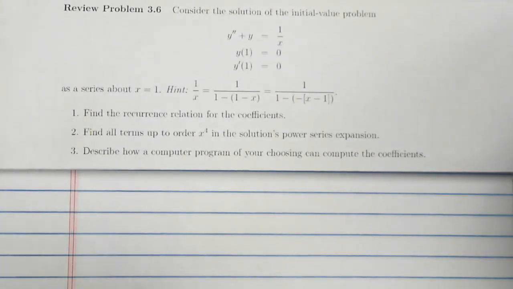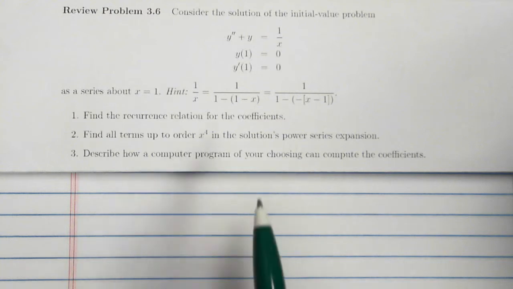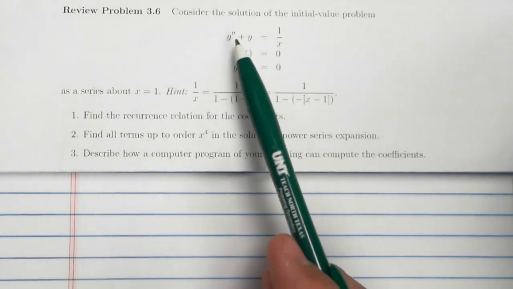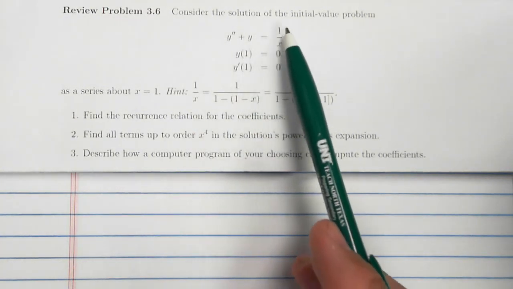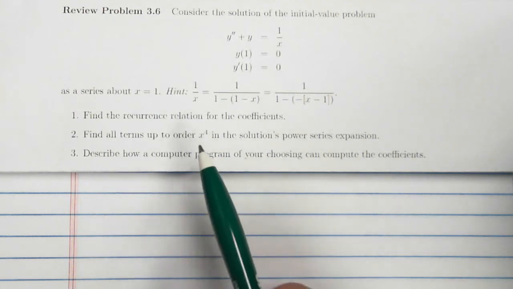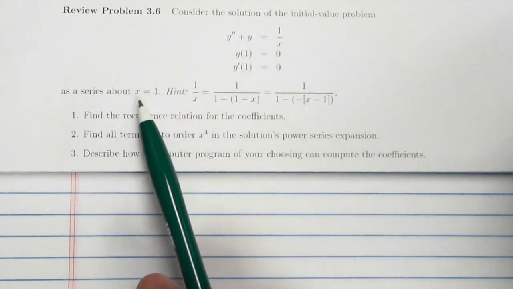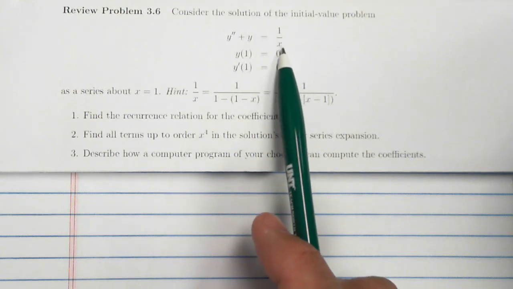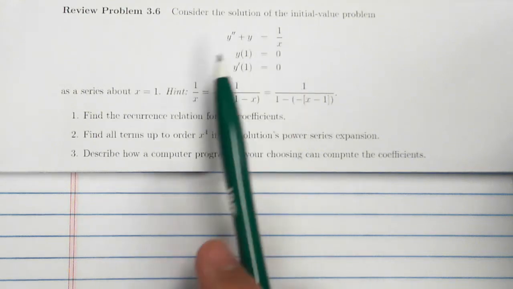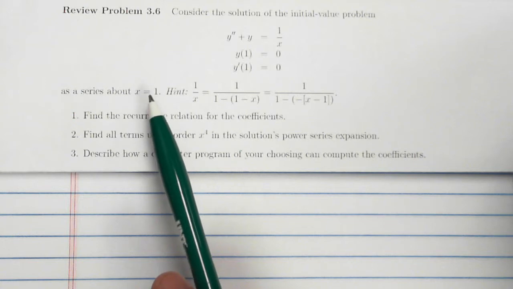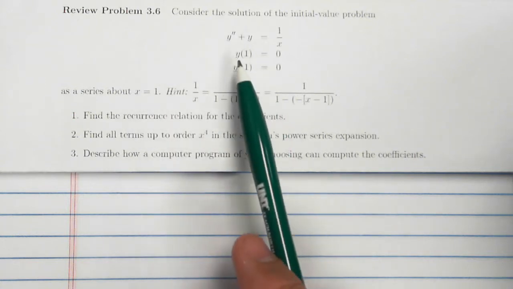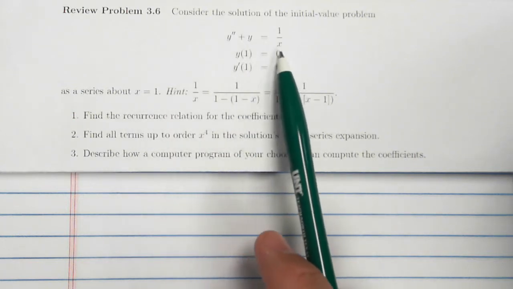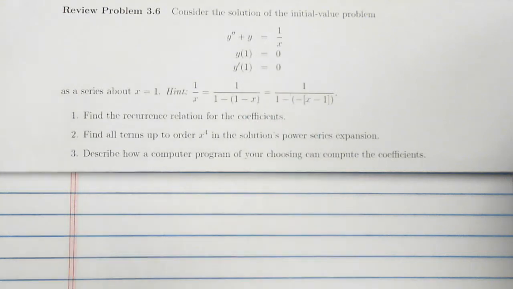In this problem, we'll consider the series expansion solution of this non-homogeneous differential equation, y double prime plus y is equal to 1 over x. And we're going to solve this as a series about x equals 1. Obviously, you can't do this as a series about x equals 0 because 1 over 0 is undefined. So we'll find this as an expansion about x equals 1. We're also given the initial conditions that y of 1 is equal to 0 and also that y prime of 1 is equal to 0.